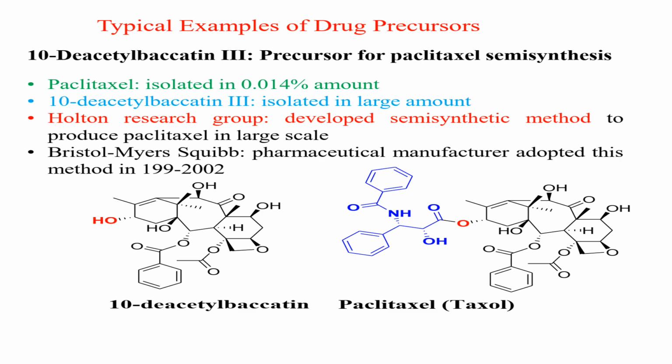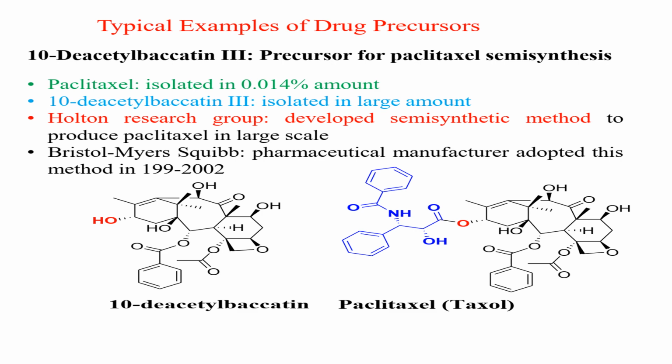A typical example of a drug precursor is 10-deacetylbaccatin III, a precursor for paclitaxel semisynthesis. You know that paclitaxel can be isolated from Taxus brevifolia, but the amount is almost 0.014%, which is very, very low. So to boost the amount of paclitaxel, what do we have to use? 10-deacetylbaccatin III as a precursor for paclitaxel synthesis by using the semisynthesis technique.